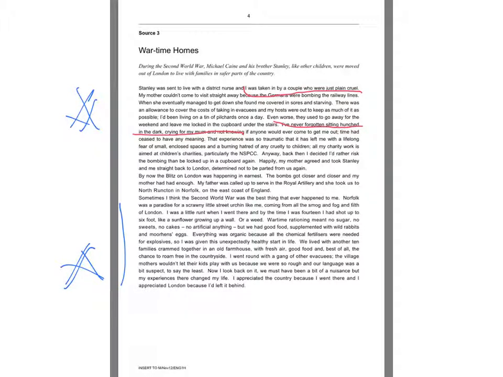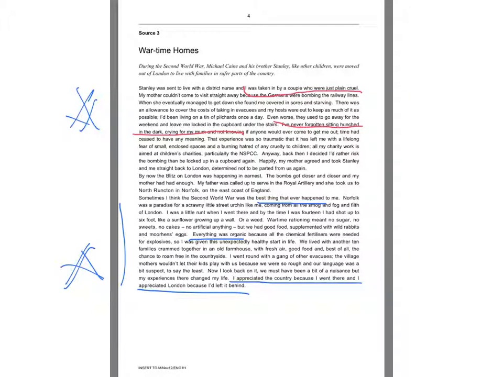So for example, I might pick out this quote: "It was the best thing that ever happened to me." Or I might look at where it says that everything was organic, which suggests that it was a lovely place to be. Finally, he says he appreciated the country because "I went there, and I appreciated London because I'd left it behind."